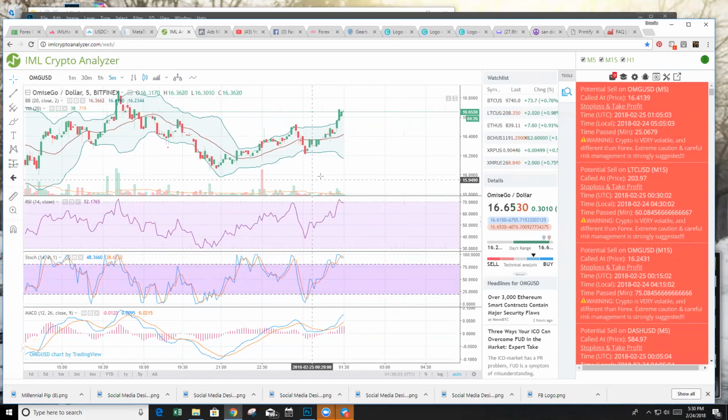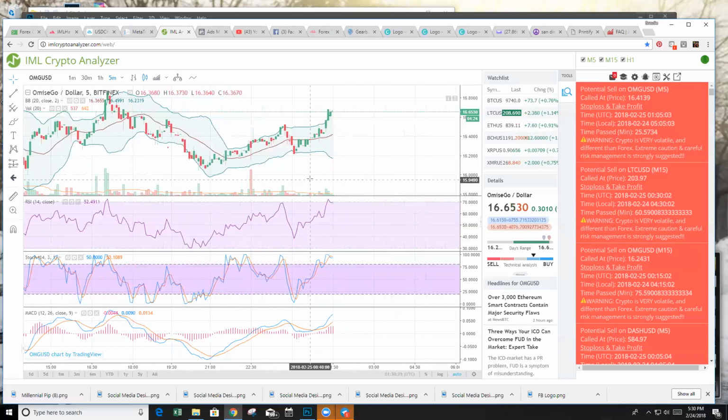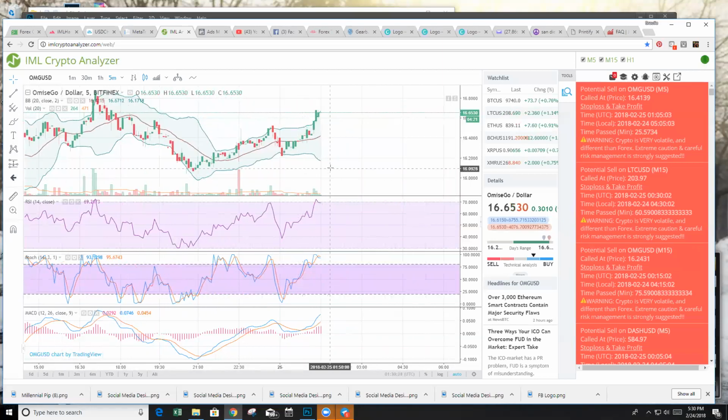And that's what you want to get. You want to get that consistency so that way you can keep placing the same trades with the same rules and keep getting winning trades. That's what you want to do.